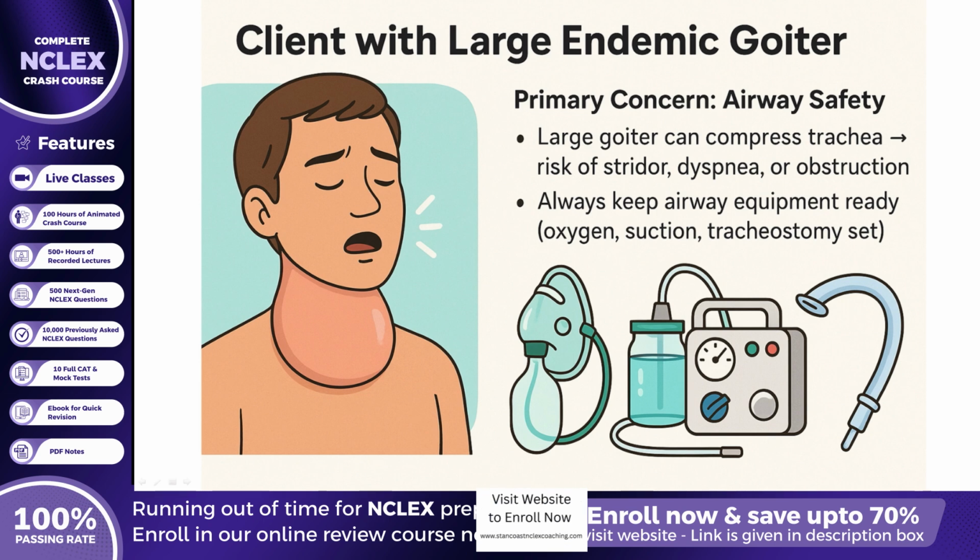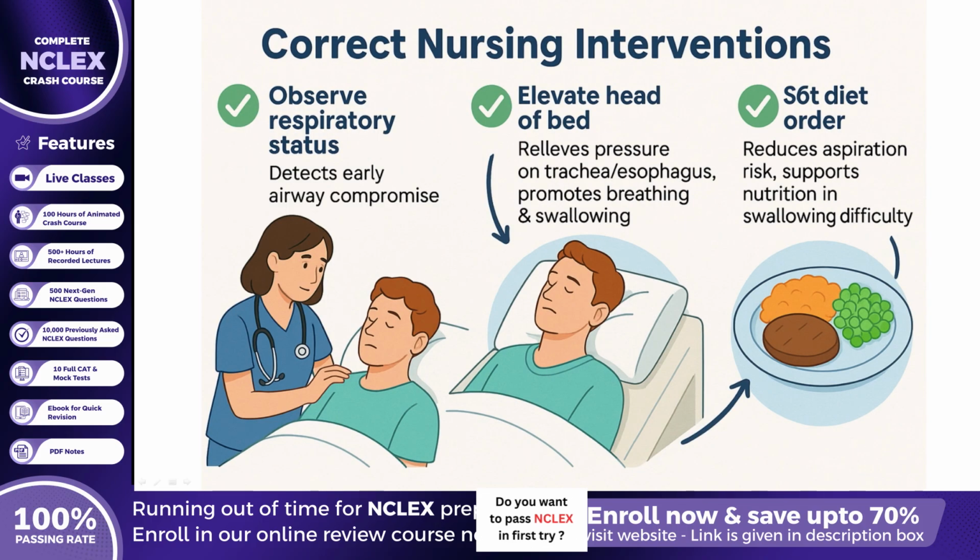Moving to option 2, elevating the head of the client's bed is another correct intervention. This position reduces tracheal pressure, promotes lung expansion, and decreases venous congestion in the neck, all of which relieve respiratory distress in clients with a large goiter. Transitioning to option 3, providing a diet high in iodized salt directly addresses the underlying cause of endemic goiter, which is chronic dietary iodine deficiency. By ensuring iodine intake, nurses support thyroid hormone production, prevent further enlargement, and contribute to long-term management.